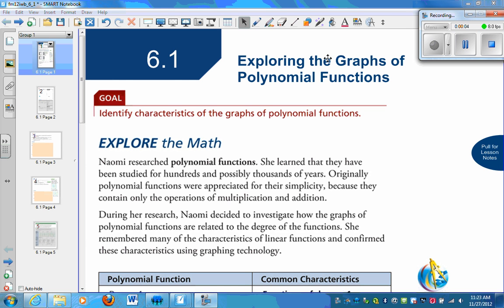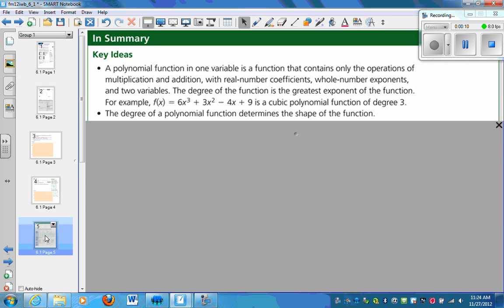Section 6.1, exploring the graphs of polynomial functions. So first of all, let's look at the definition of a polynomial. Polynomial function. Poly means many, nomial means number. So many numbers. Function means y depends on x. Something depends on something else. f of x is the same as y, so y depends on whatever we put in for x.